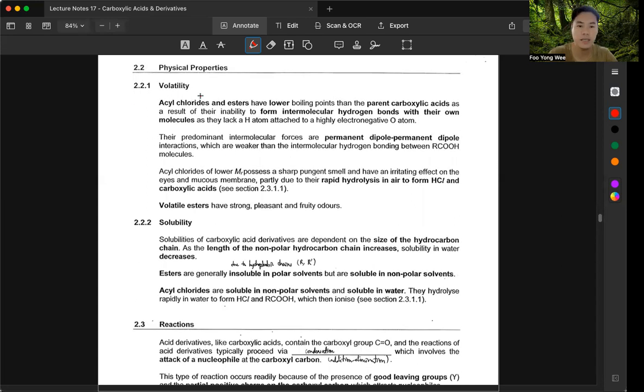You can look at this, for example, the acyl chloride versus your carboxylic acid. So you can actually form hydrogen bond here. So the predominant intermolecular forces have to be PD-PD interactions, which are weaker than hydrogen bond.